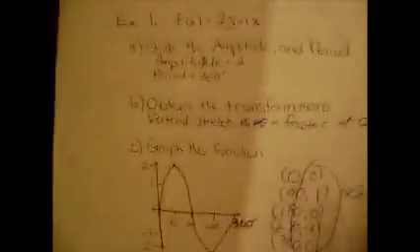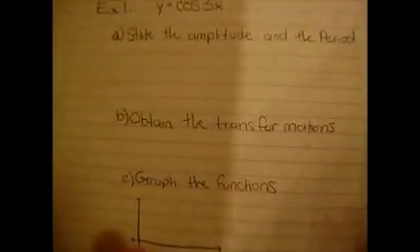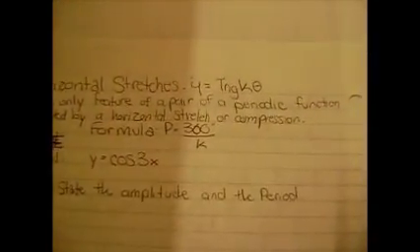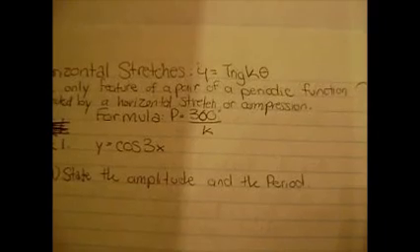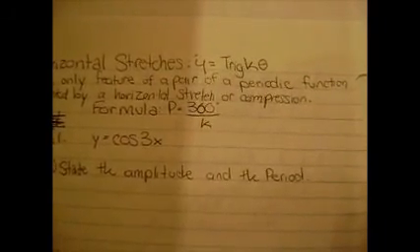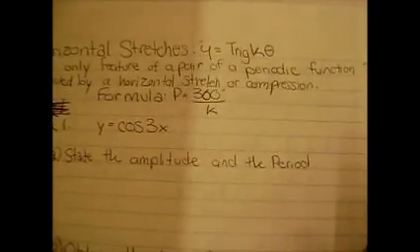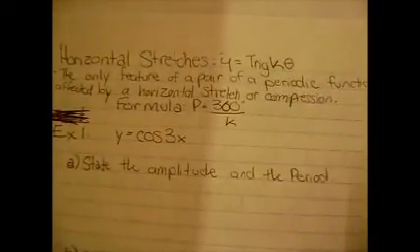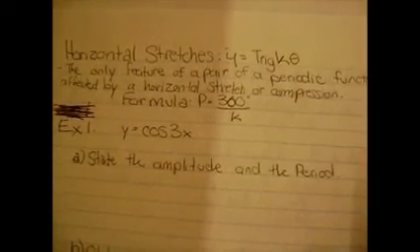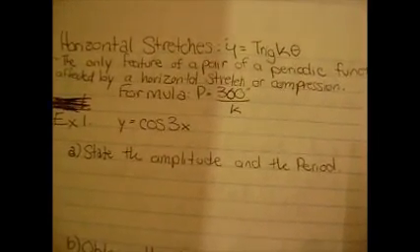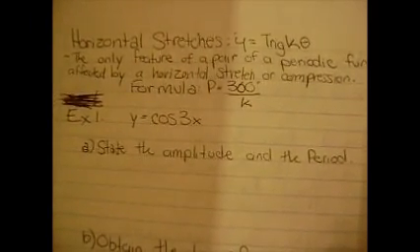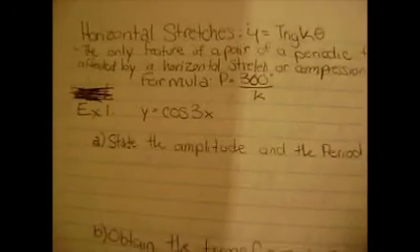Okay, now we change to horizontal stretches. Horizontal stretches can be represented by y equals trig k theta. Remember, trig can be sine or cos depending on the question. So just like before, when graphing, the same rules apply to the periodic function. The only difference is that the only feature of a periodic function affected by horizontal stretch and compression is the period. So, the horizontal stretch depends on the k value.